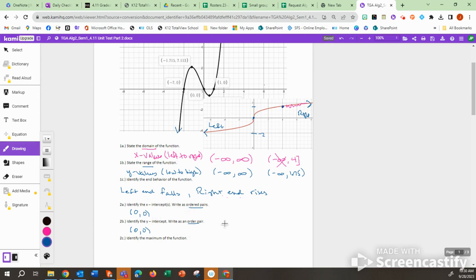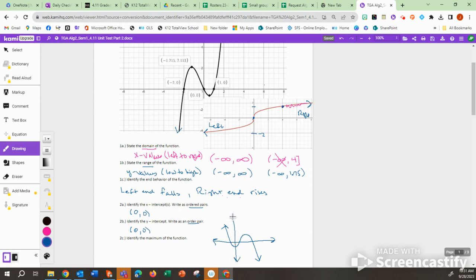Maximum. My graph doesn't have a maximum the way it looks. So I'm going to draw another graph here for the maximum. Let me make something else up. Let me make something up for 2C. Let me try to draw the x-axis. Y'all excuse my drawing here.